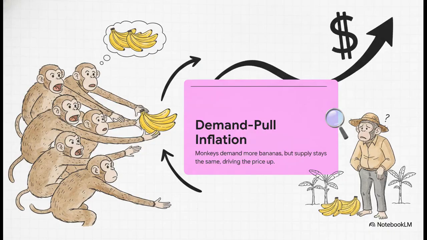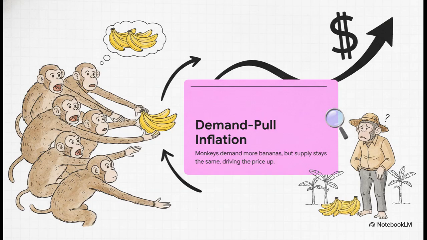All right, so let's transition into the first major disruption to our peaceful monkey society, demand pull inflation. Imagine the monkeys suddenly demand way more bananas than usual. Maybe there's a new all-banana diet trending across the jungle, kind of like the primate equivalent of a massive consumer boom or stimulus checks hitting bank accounts. But the banana farmer, he's making the exact same amount of bananas as he always has.